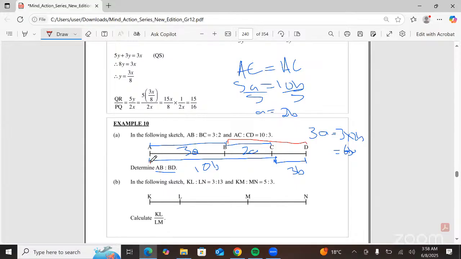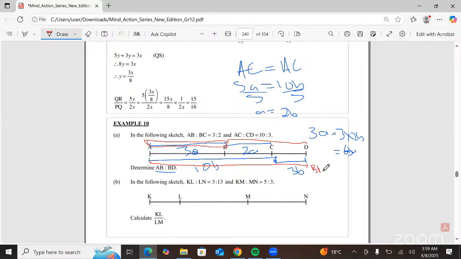And we have AD, right? Yes, 10b plus 3b. Then we can just say this 13b minus this part here to be left with BD. Can you see that? Oh, yes, sir.